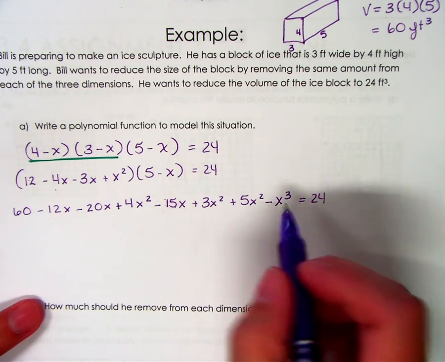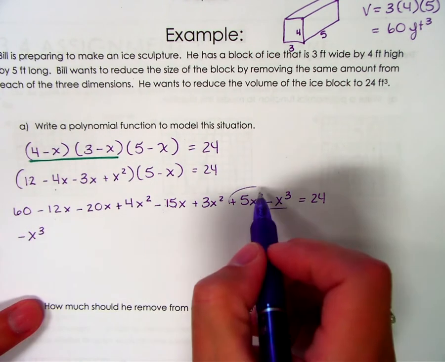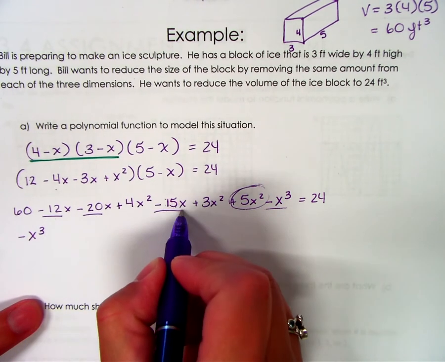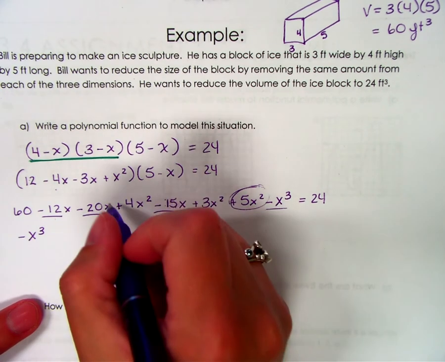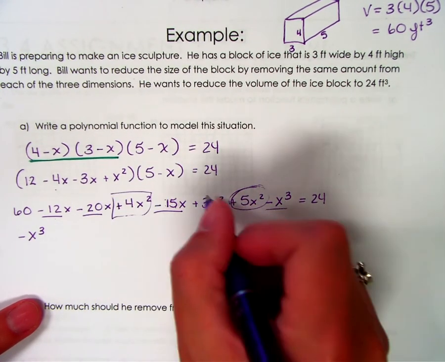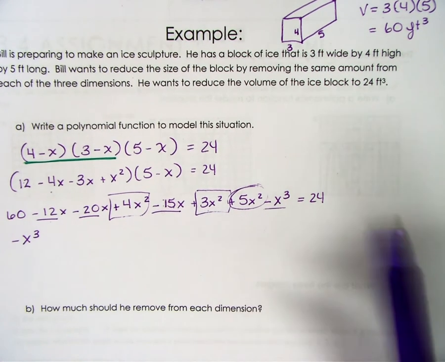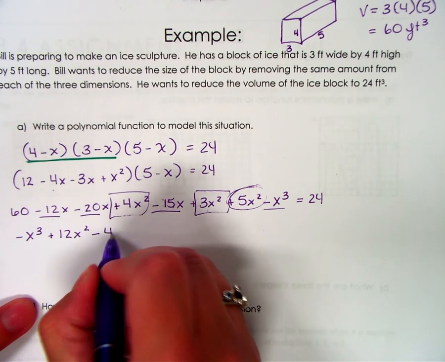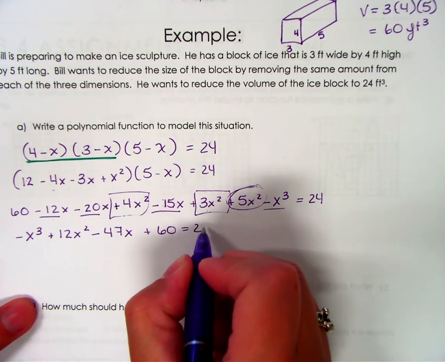Okay, so I only have one of those, so I've got a negative x cubed. Oh, negative 37 is the x's? Shouldn't it be 47? It's okay. You had good math before. Okay, let's do our x squareds. Are we good with x squareds? So 4x squared, 3x squared, 5x squared, 12x squared, and we said negative 47 for our x's, and then plus 60 equals 24.